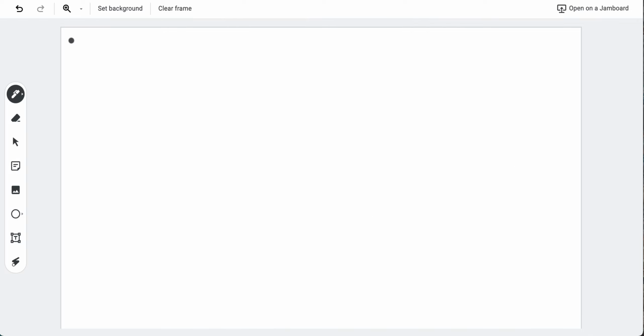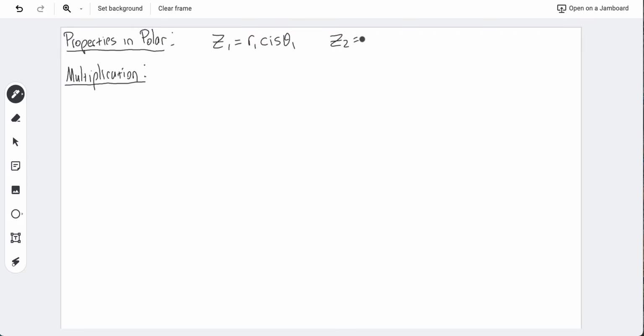All right. So we're going to look at some properties of complex numbers in polar form. Properties in polar. So first, we're going to look at multiplication. We did multiplication in the Cartesian form, and multiplication in polar is going to be a lot nicer. So we're going to take 2 complex numbers. Z1 we're going to say is r1 cis theta 1, and Z2 is r2 cis theta 2. And I'd like to multiply these together. So I'd like to do Z1 Z2.